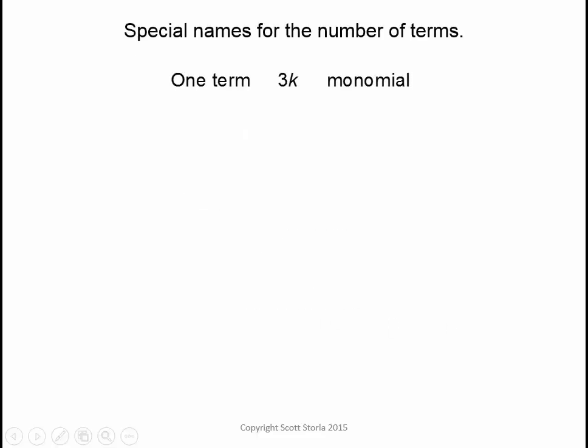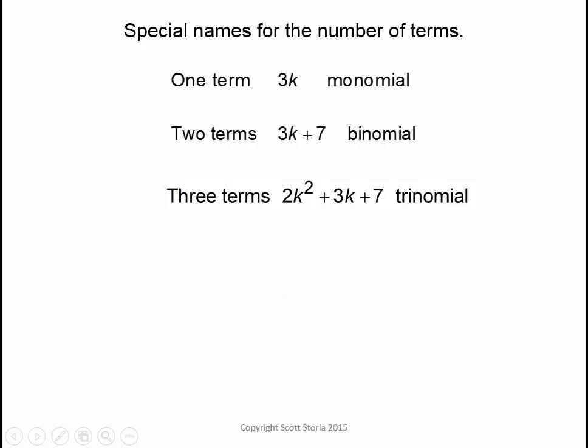We have some special names depending on the number of terms in the polynomial. One-term polynomials are often called monomials. If a polynomial has two terms, we often call it a binomial. And a three-term polynomial is often called a trinomial. You don't have to use the words monomial, binomial, or trinomial. For instance, you could also say this is a three-term polynomial. But the words monomial, binomial, and trinomial are much more common.